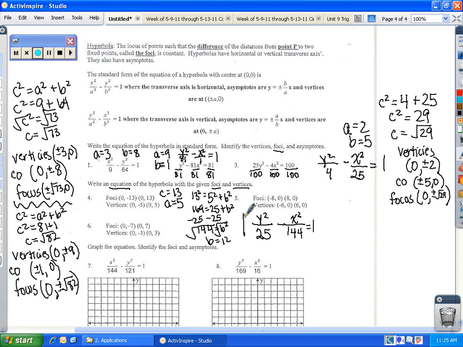So this is number 4. It's the answer for number 4. For number 5, same thing, focus is 8, so therefore my C value is 8. Vertices are 6, so that means A equals 6.